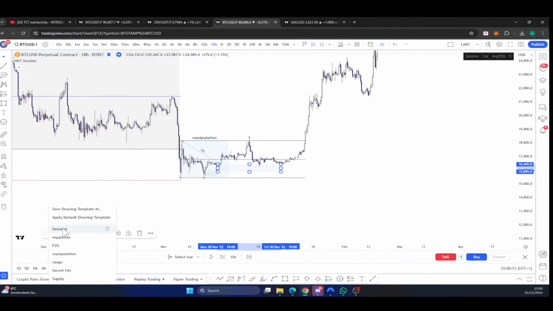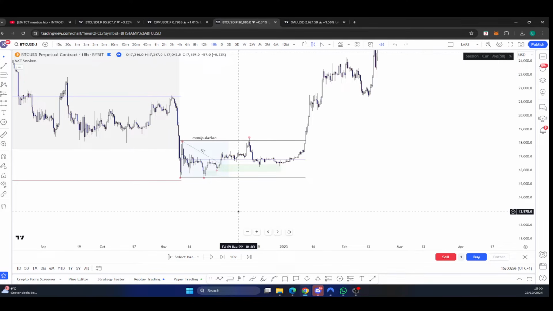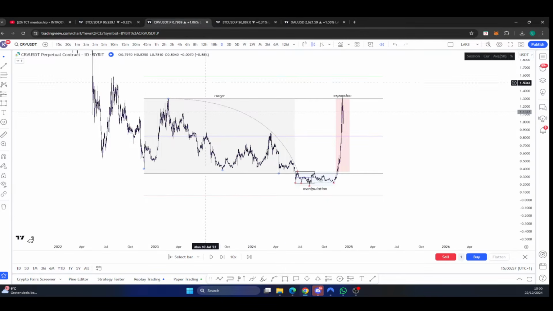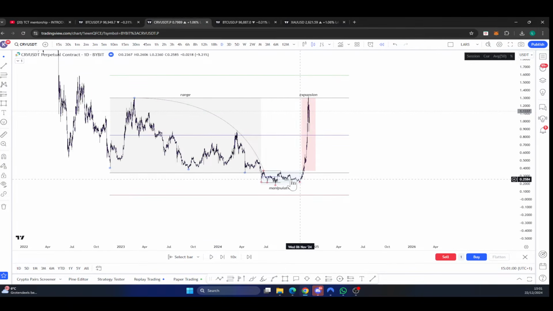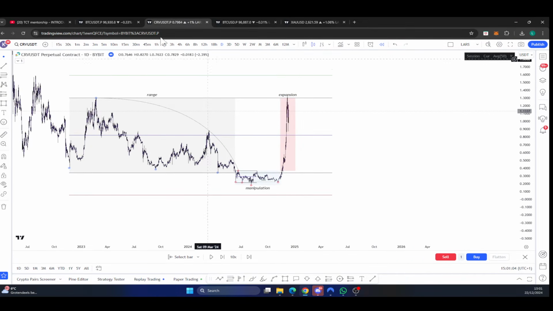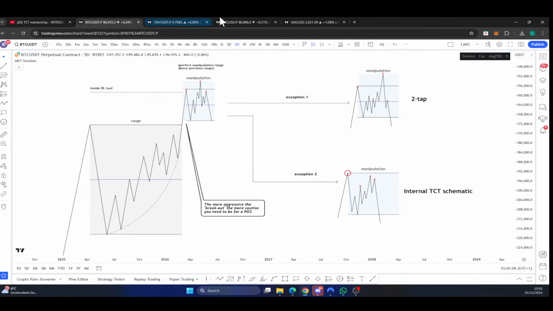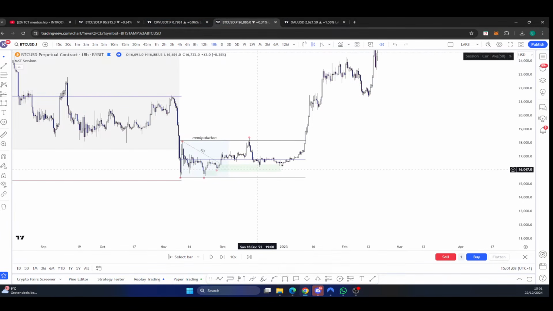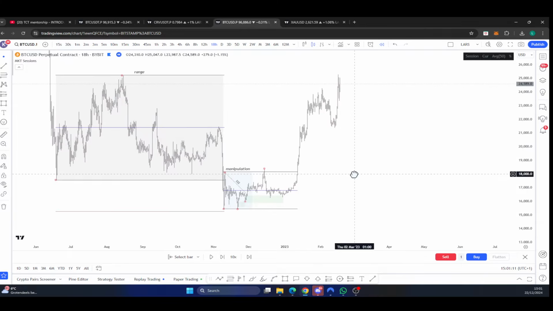So you can see it's also a pattern with these macro formations, because the same way that CRV came back down to sweep more liquidity before completing the expansion phase, the same way that Bitcoin right here came back down to mitigate more demand before completing the expansion phase.